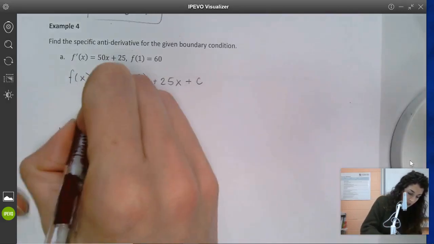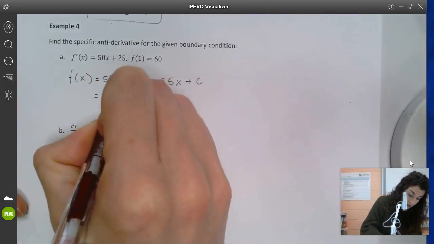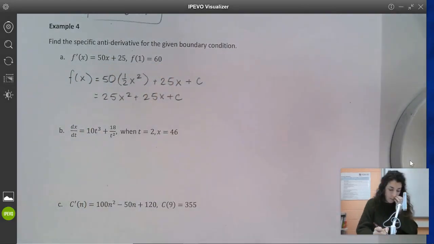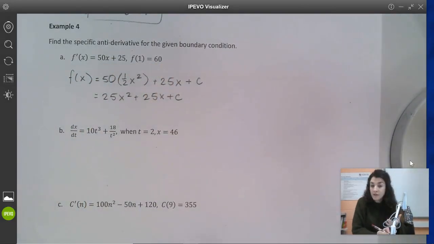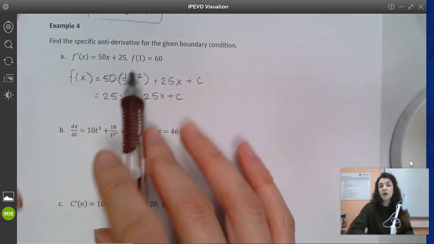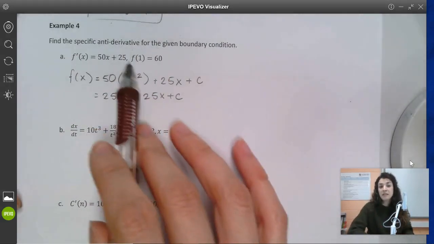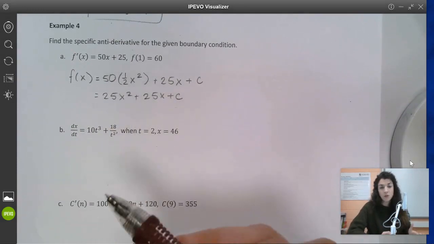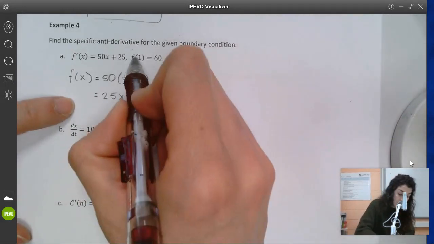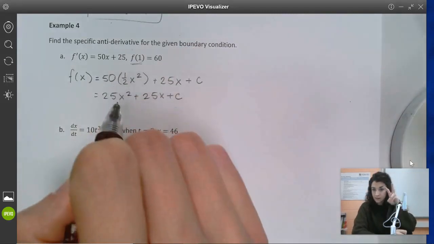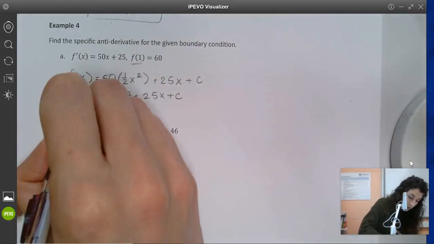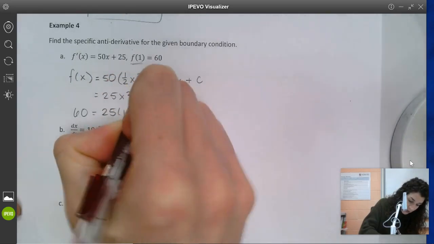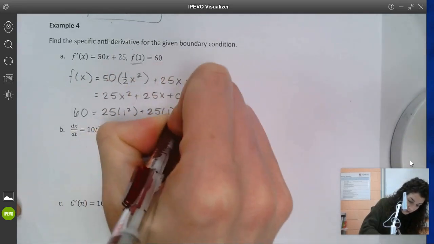We can simplify this just a little bit and make it 25x squared plus 25x plus c. Now that I've gotten to this point, I need to use this piece of information in order to solve for c. I always need to have a point in order to solve for c, a point from the original equation. So I would plug in 60 equals 25 times 1 squared plus 25 times 1 plus c.